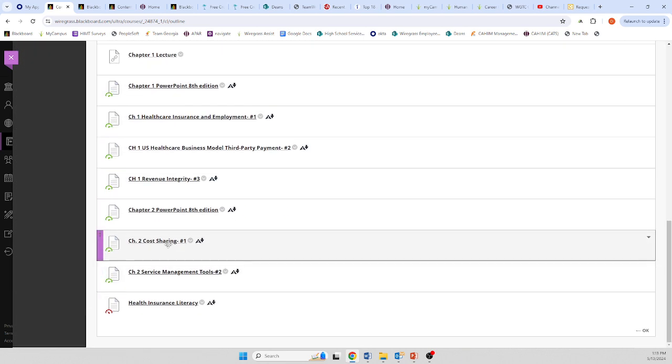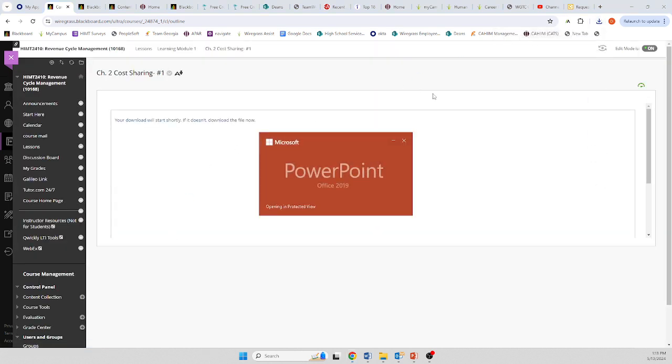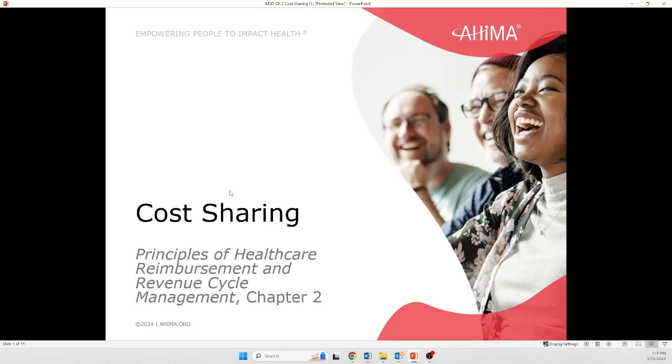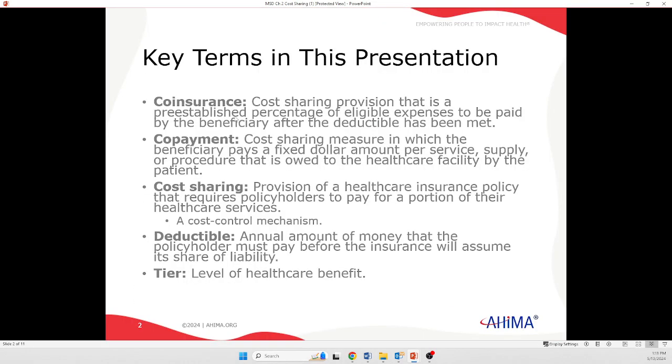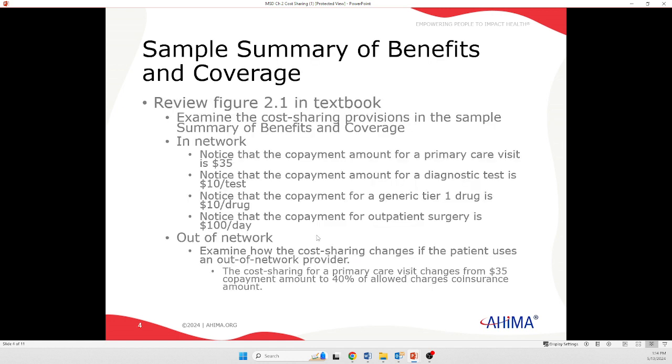Chapter 2, cost sharing. All right, make sure you know these definitions: co-insurance, co-payment, cost sharing, deductible, tier. Here are these again with some examples. Make sure you know those.